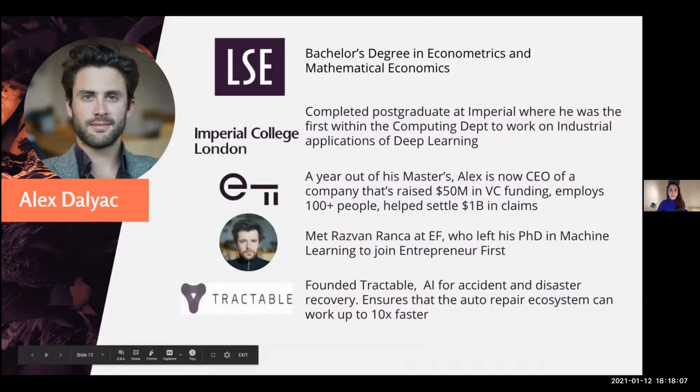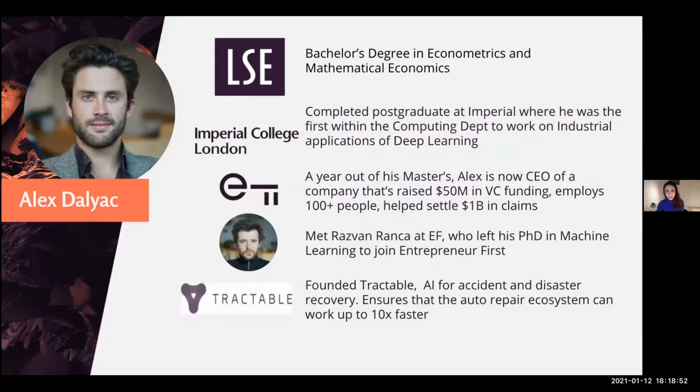Alex first applied to EF while he was an undergraduate student at the London School of Economics, studying econometrics and mathematical economics. He made it to the interview stage that first time, but he actually missed out on a place because while he had that CEO hustle and commerciality that Maya mentioned, he didn't know enough about technology. So Alex went and did a conversion course in computer science. A year later, he reapplied to EF again and got in this time. So in the EF London cohort is where he met his co-founder, Raz Van Ranke, who is a computer scientist, and he left his PhD in machine learning to join EF as well.